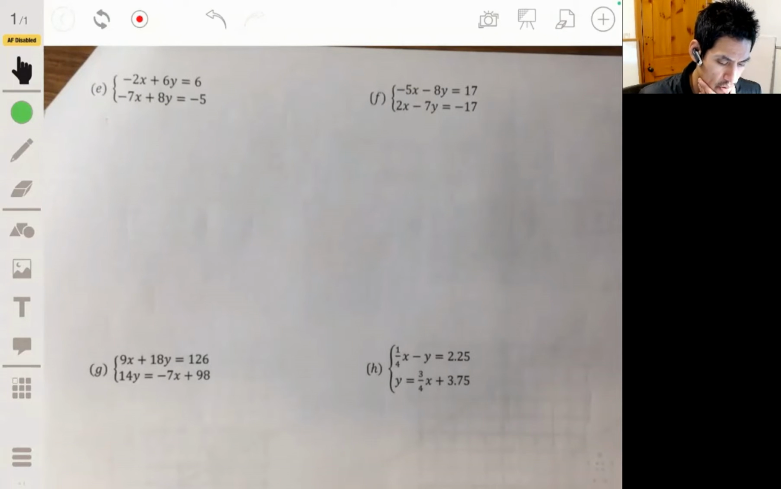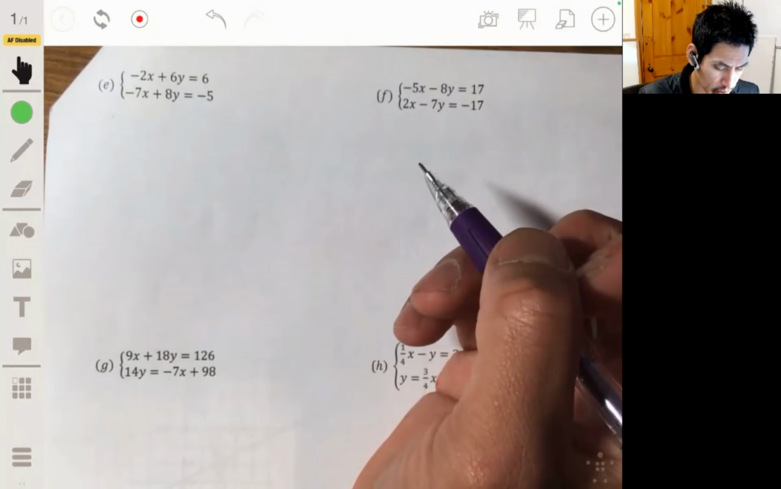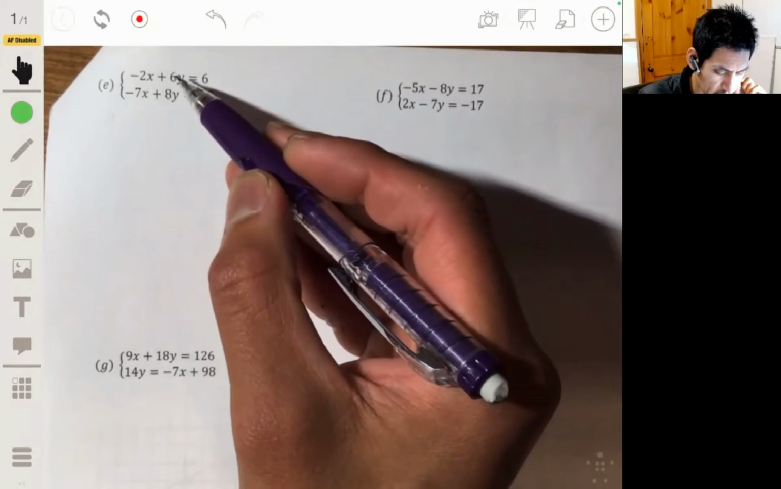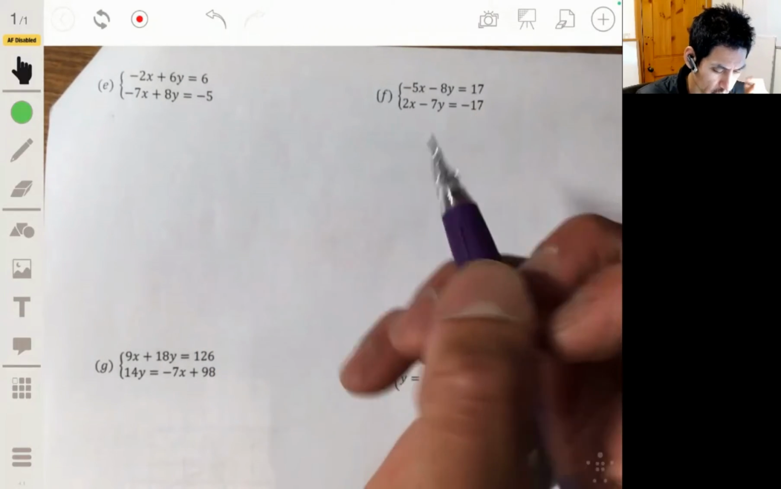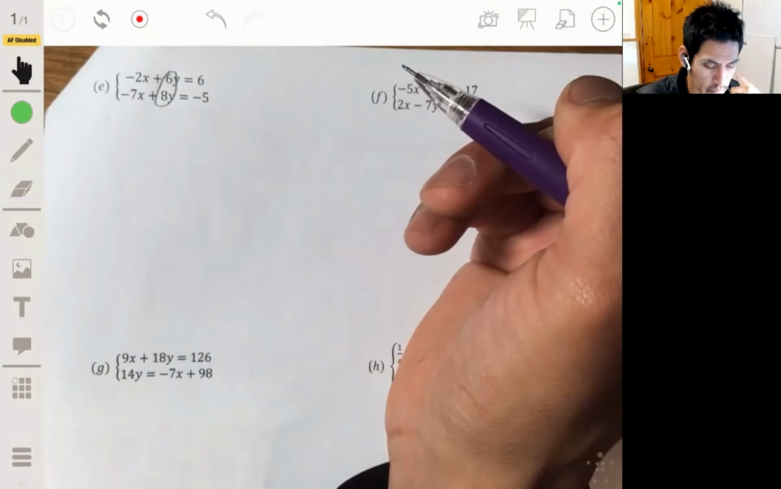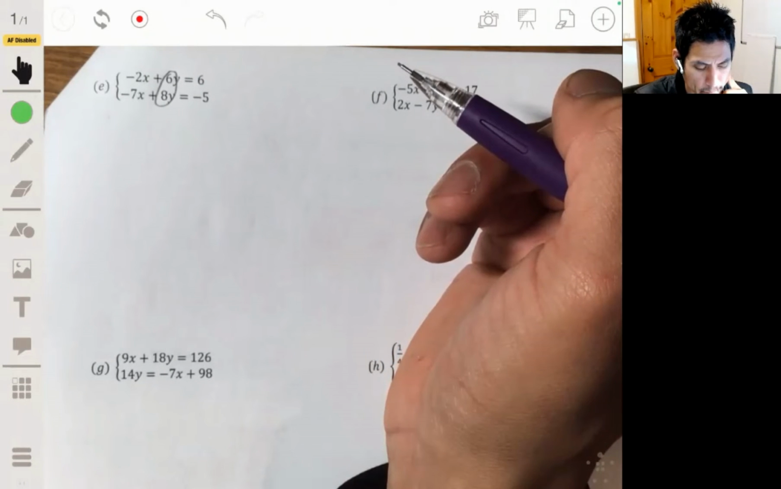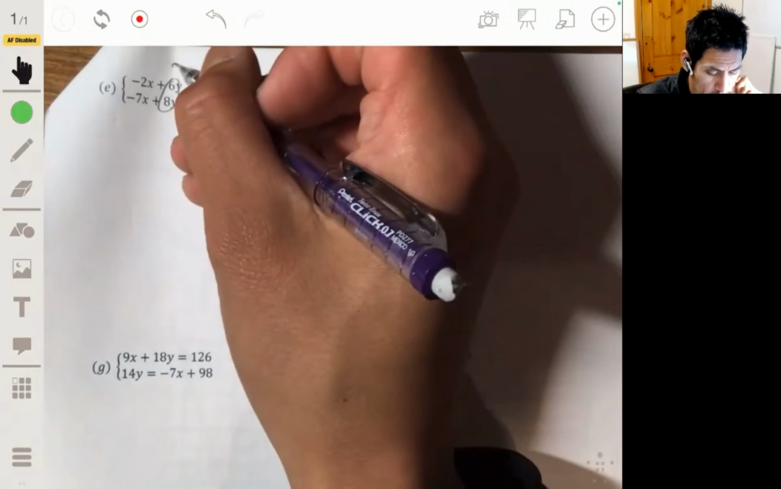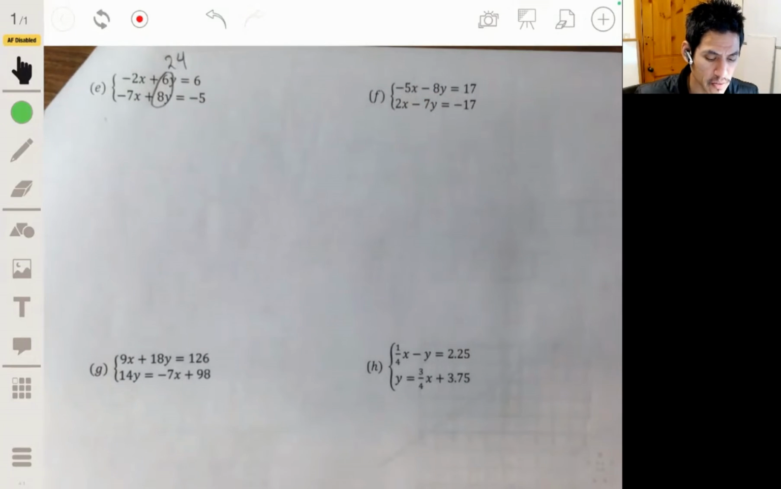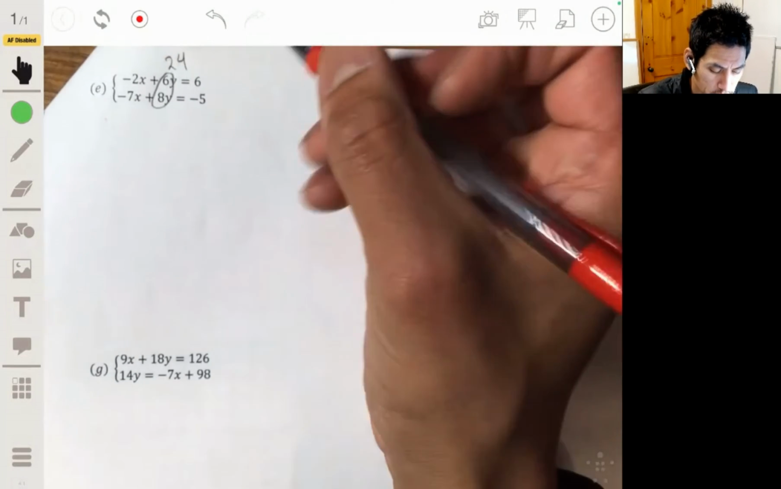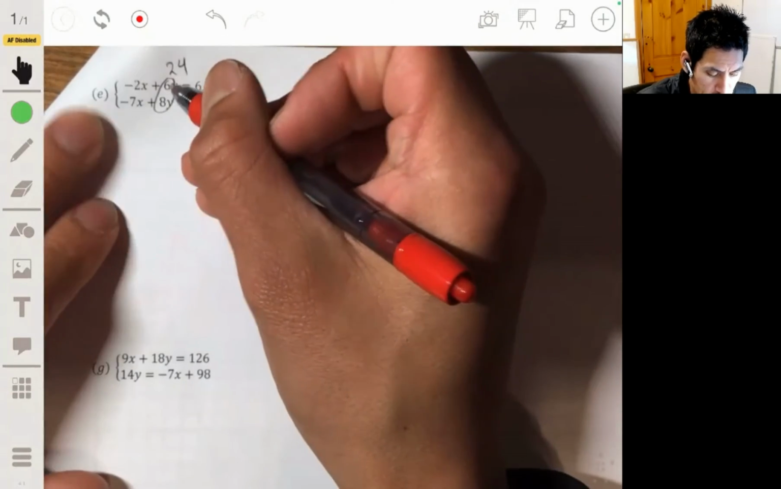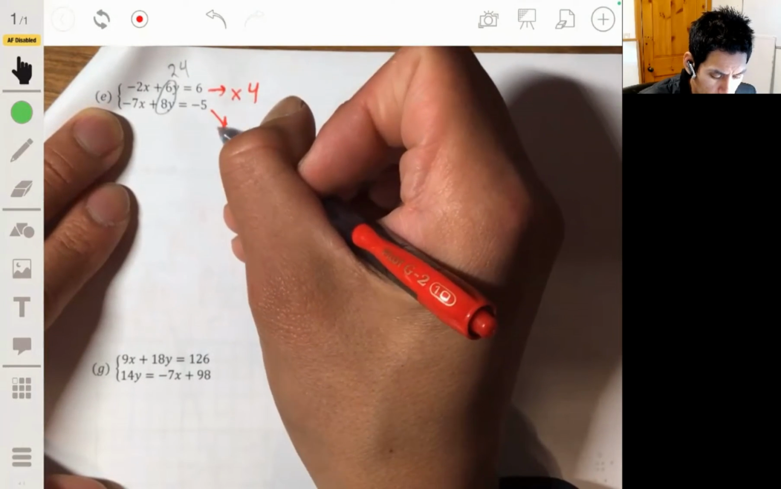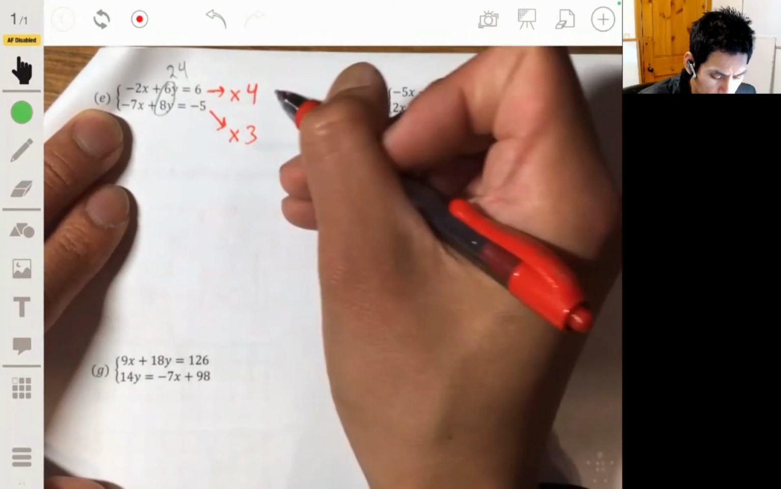Let's get this. So right here, this is kind of one of those annoying ones. Got to think now. We have a 2, a 7, a 6, and an 8. I'll probably shoot for both of these going into 24, to make them both 24. So to make 6 into 24, I'm going to multiply by 4. To make the 8 into 24, I'm going to multiply by 3.